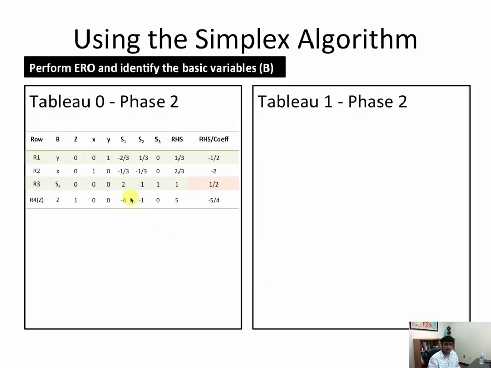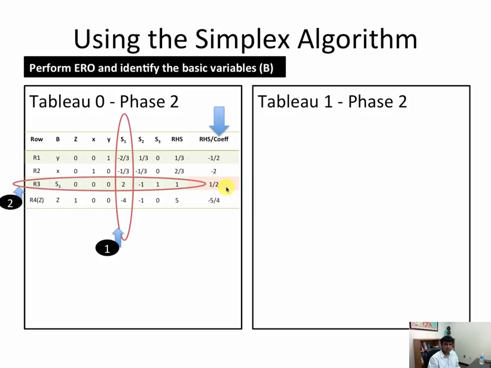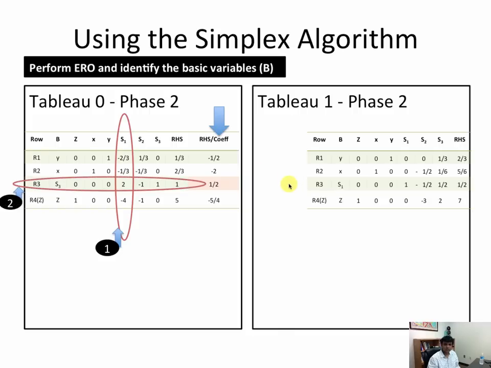Let's identify the pivot column, and in this case it will be -4, and then we have to identify the leaving row, and the RHS divided by coefficient values are shown here. So the leaving row is 1/2. Our table is shown here, and we have the operations as R1 is assigned R1 plus R3/3, R2 is assigned R2 plus R3/6, R3 is assigned R3/2, R4 is assigned R4 plus 2 times R3.